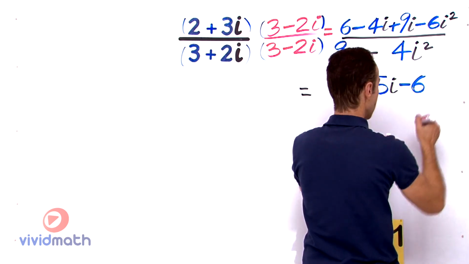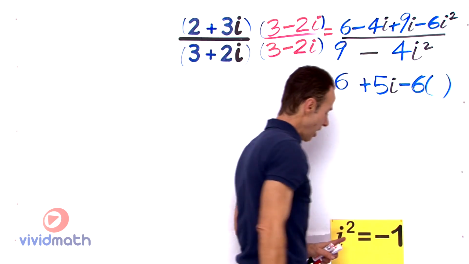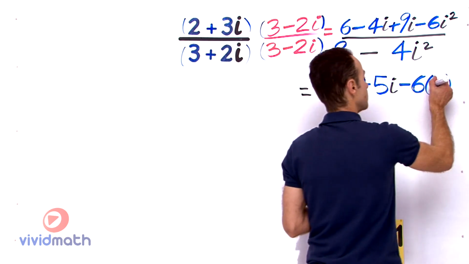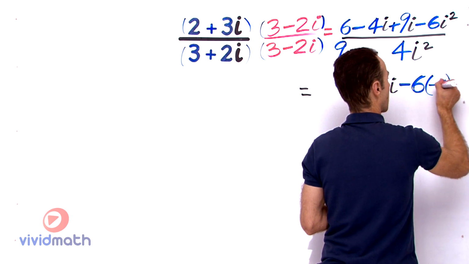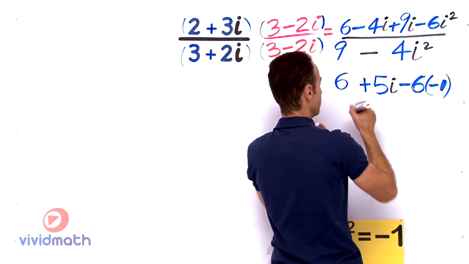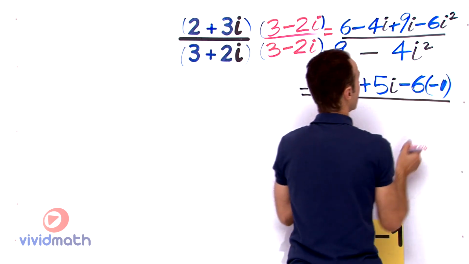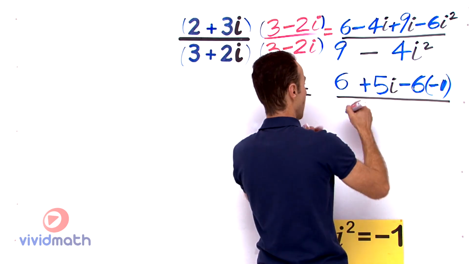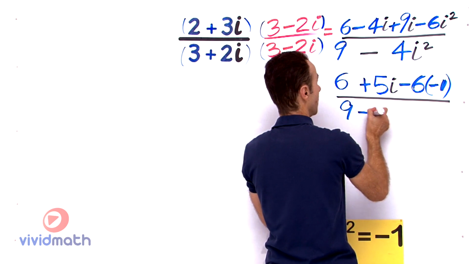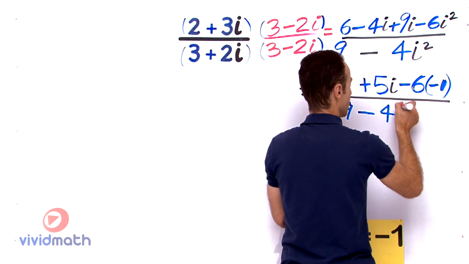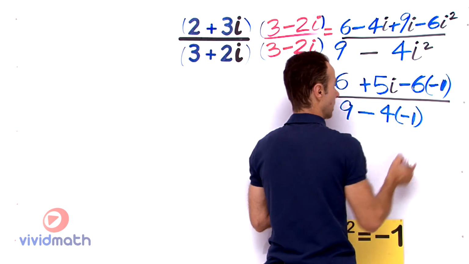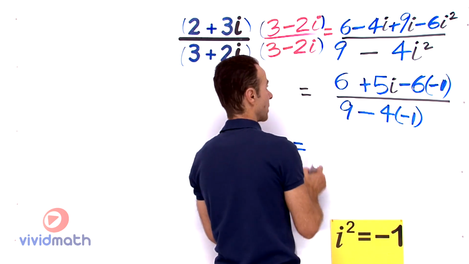And the i squared, we can replace the i squared. i squared equals negative 1. Let's put that right in there. All over, what do we have here? We have 9 minus 4i squared. So that'll be 9 minus 4 times i squared, again, is negative 1. Negative 1. Let's continue with this.